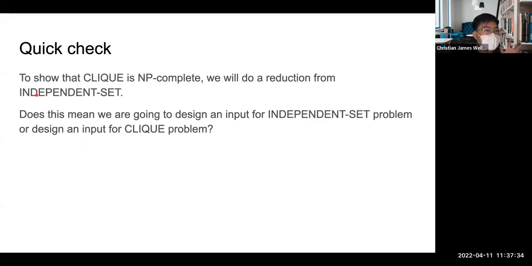First of all, just a quick check. I want to show that CLIQUE is NP-complete. We'll do a reduction from independent set. So does this mean that we are going to design an input for independent set or design an input for the CLIQUE problem? Quickly PM me which one you think it is. Design for CLIQUE or design for independent set?